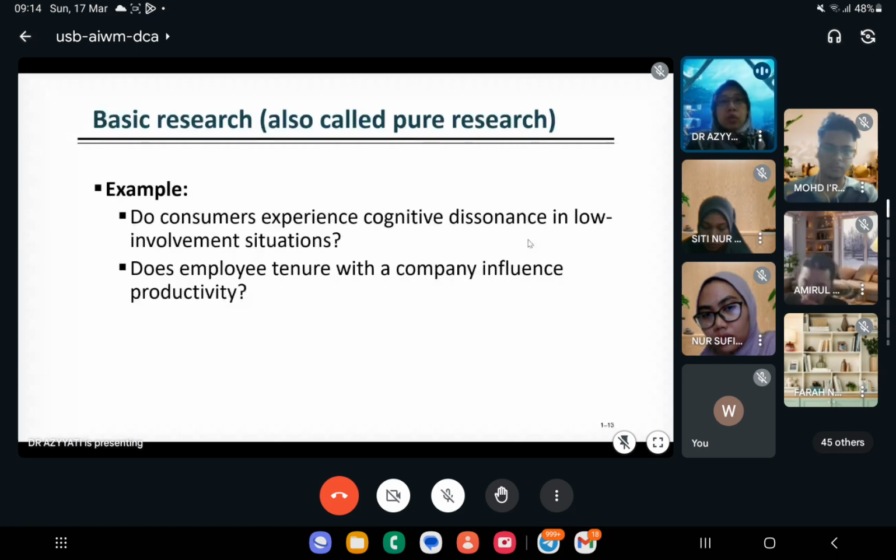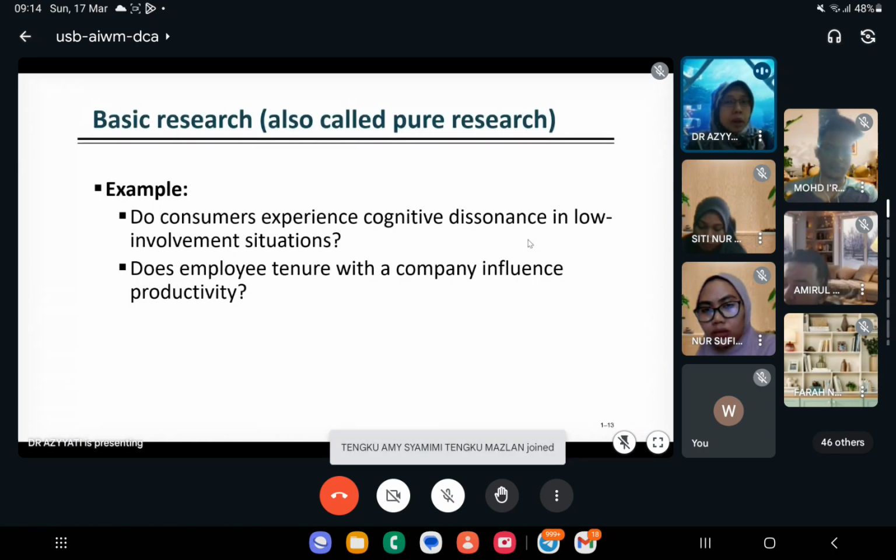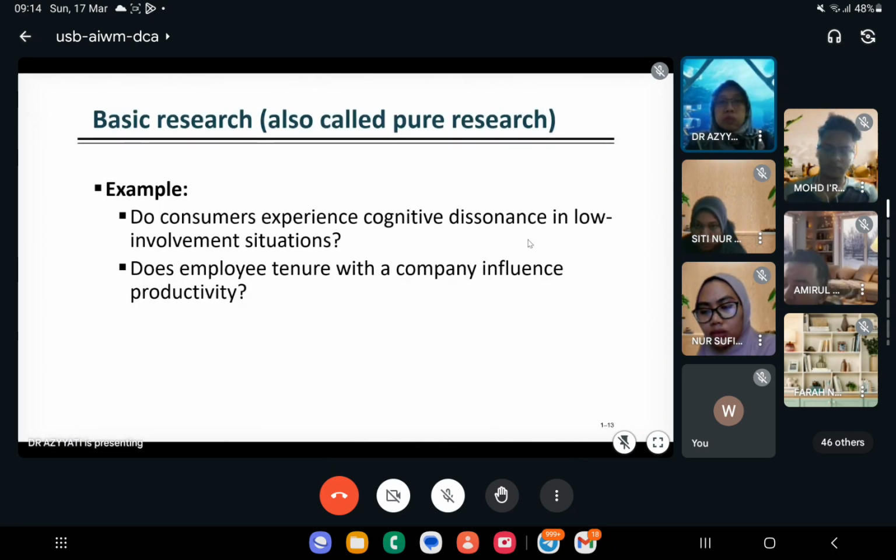For example, do consumers experience cognitive dissonance in low involvement situations? Does employee tenure with a company influence productivity? I believe that you guys know about cognitive dissonance. Have you heard of cognitive dissonance? I think if you are taking marketing, what is cognitive dissonance? Anyone would like to share? I allow you to Google because we would like to have two-way interaction and communication, and I would like to know your response. If you still remember, what is cognitive dissonance?